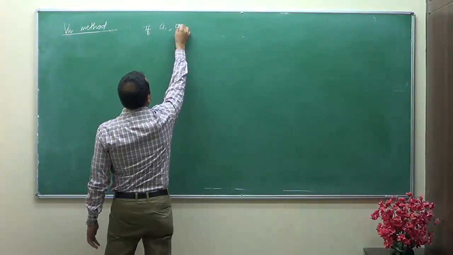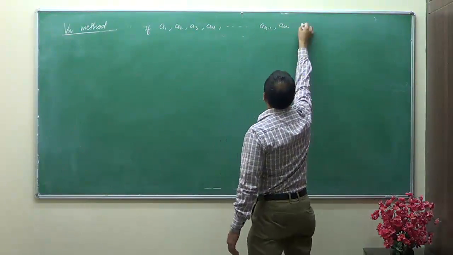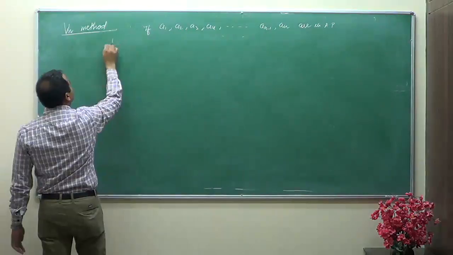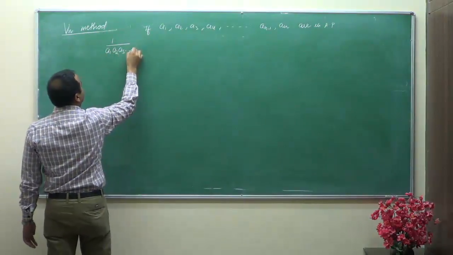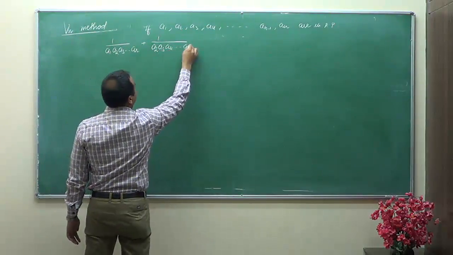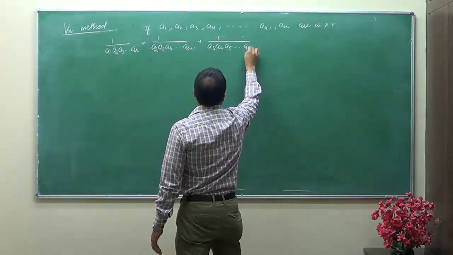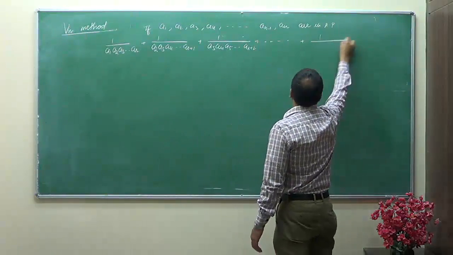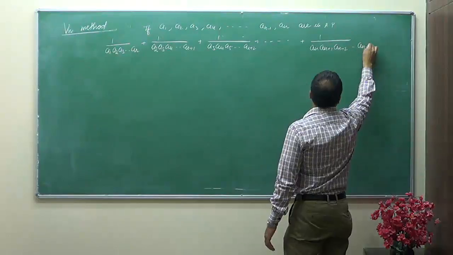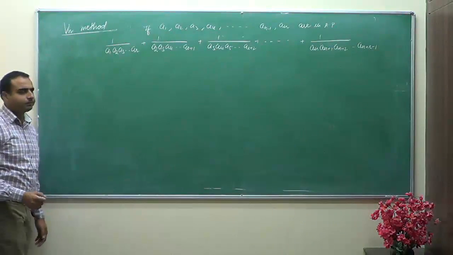if A1, A2, A3, A4, up to An minus 1, An are in AP, then consider the series 1 upon A1, A2, A3 up to AR, plus 1 upon A2, A3, A4 up to AR plus 1, plus 1 upon A3, A4, A5 up to AR plus 2, and so on, up to 1 upon An, An plus 1, An plus 2, up to An plus R minus 1. हमें इसका सम कैलकुलेट करना है.